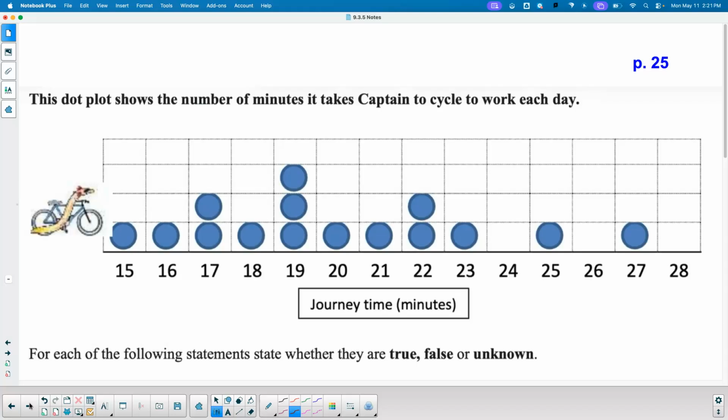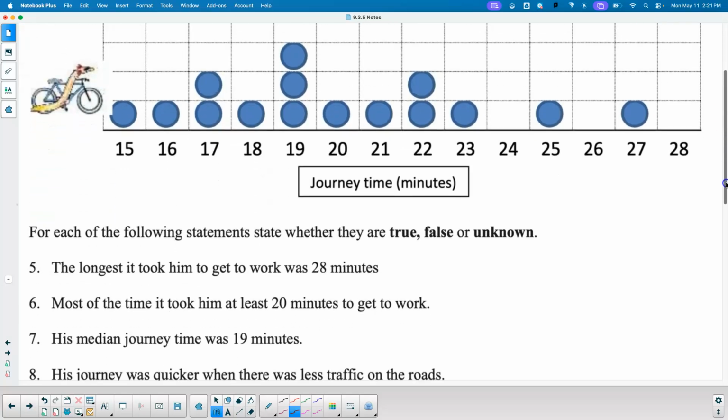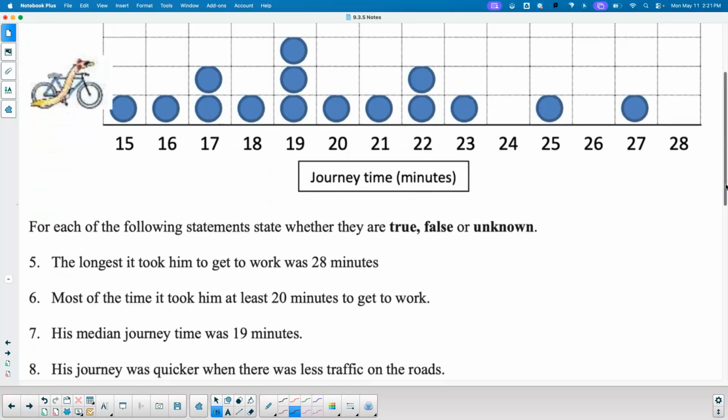Given a dot plot, we can also answer questions based off of it. So for each of the following statements, I want you to tell me if it's true, if it's false, or if you can't tell. If you can't tell, it's an unknown type of thing. Okay? All right? Statement number 1. The longest it took Captain, right? It's Captain, yep. Longest it took Captain to get to work was 28 minutes.